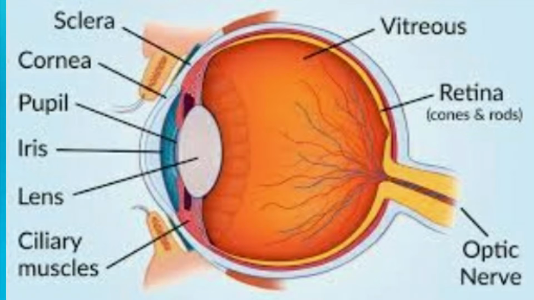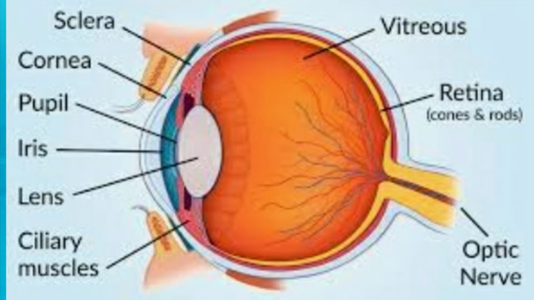It helps to change the focal length of the eye lens according to the position of the object. Eye lens. It is an important part of the human eye. It is convex in nature.